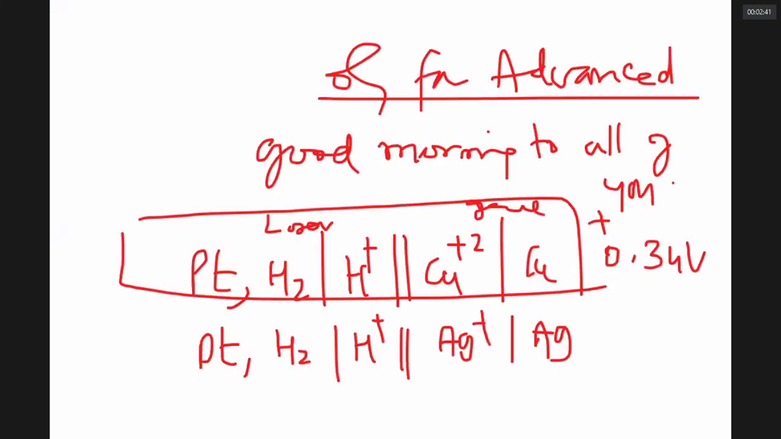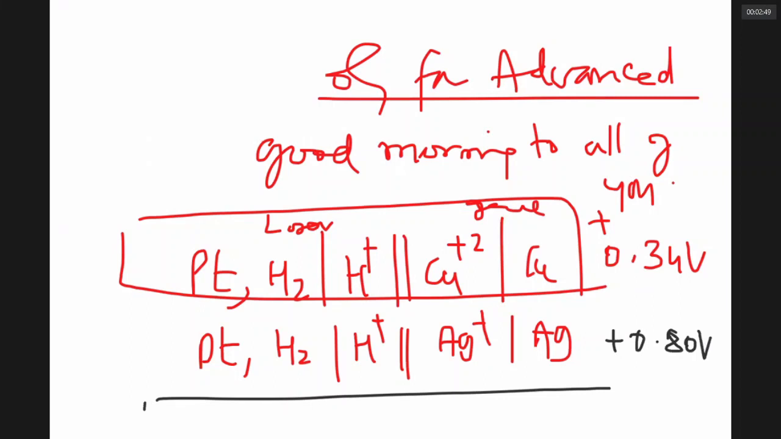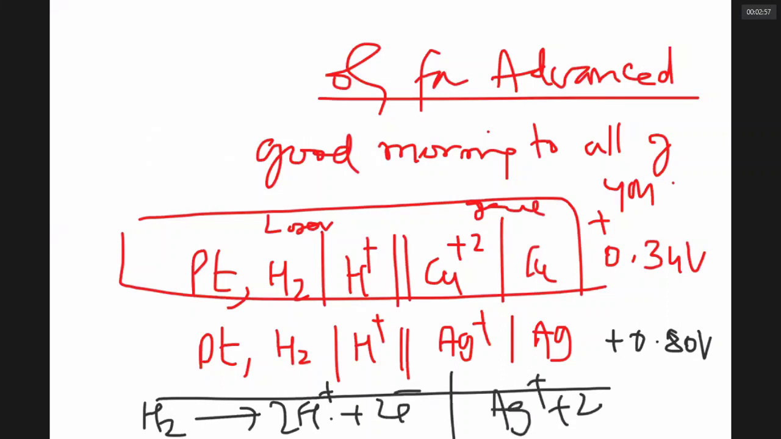So, in this cell, what is the potential, sir? 0.80. What is the anode reaction? Means hydrogen will lose 2 electrons and this is anode oxidation. It is cathode reduction.